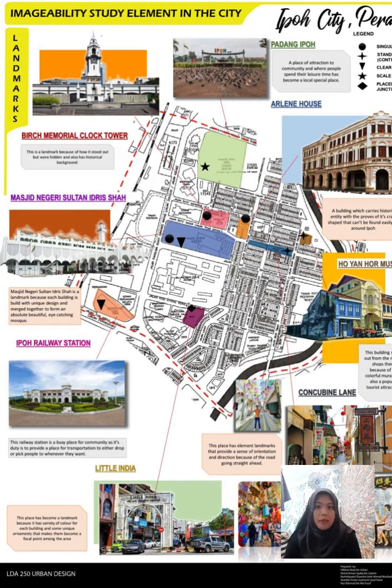And next one, we have Little India. This place has become a landmark because it has a variety of colors for each building and some unique ornaments that make them become a focal point among the area. Kind of similar to Concubine Lane, Little India also has a big striking gate in front of it, which makes it easily a landmark, since it stands out from far away and you can see it is so big in scale.